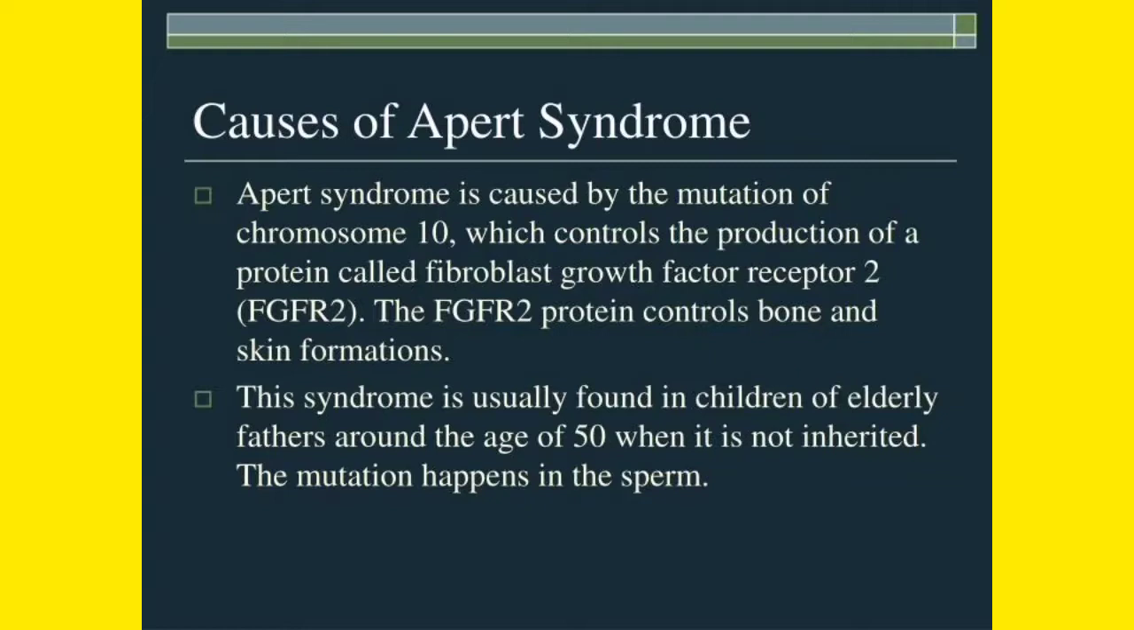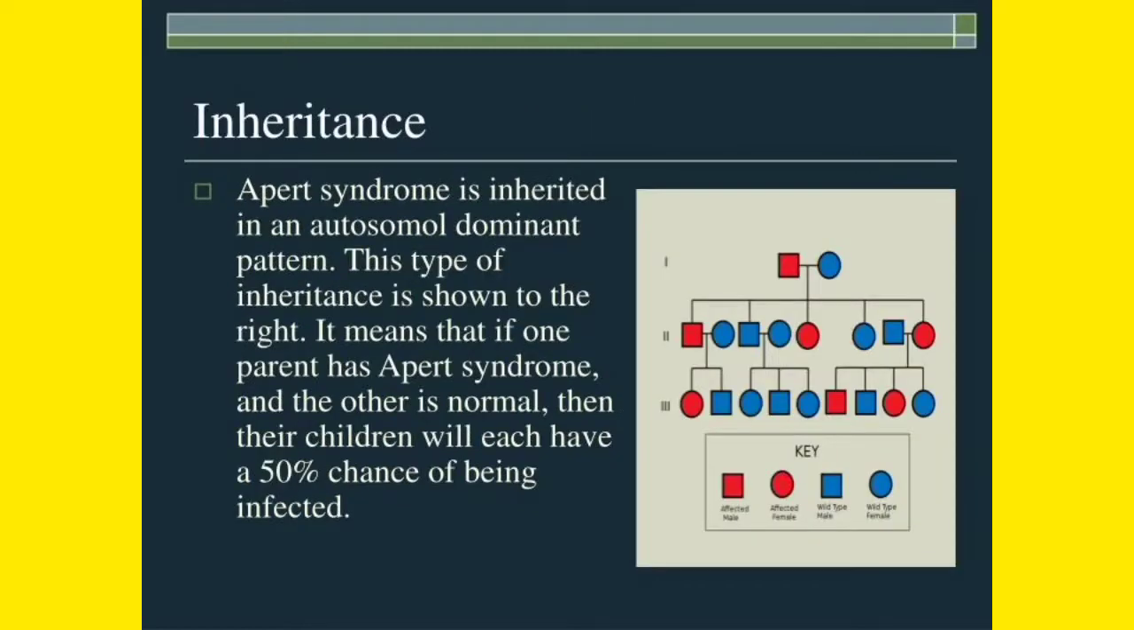When it is not inherited, the mutation happens in the sperm. This is very, very important. The mutation happens in the sperm. Now in this slide I will tell you the inheritance of Apert syndrome.